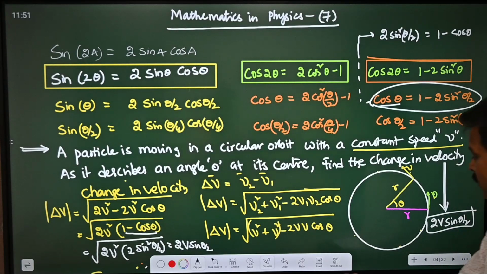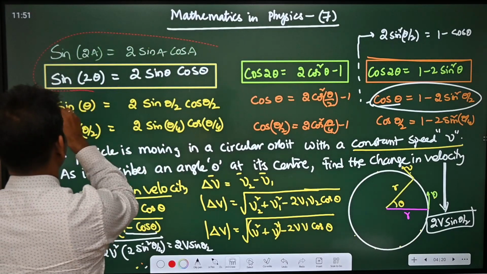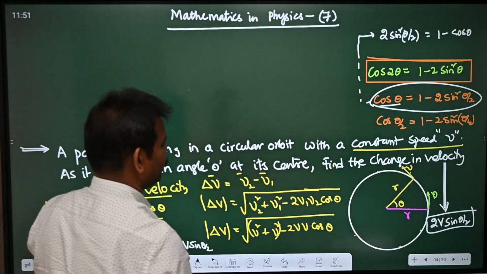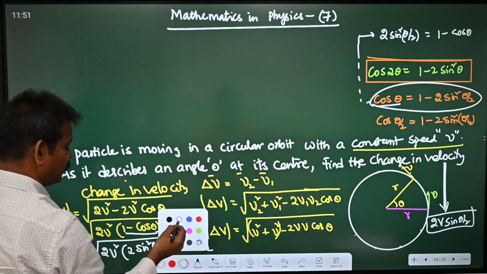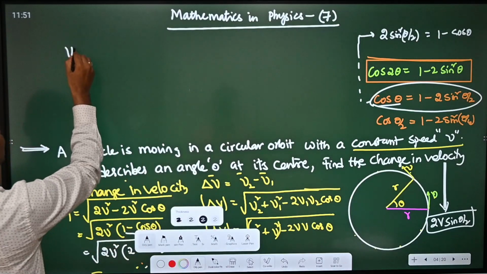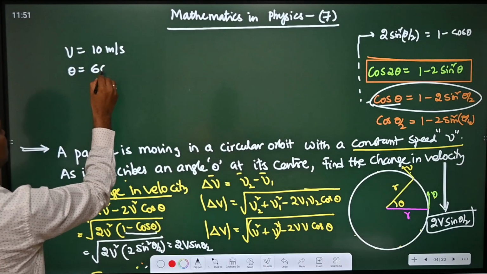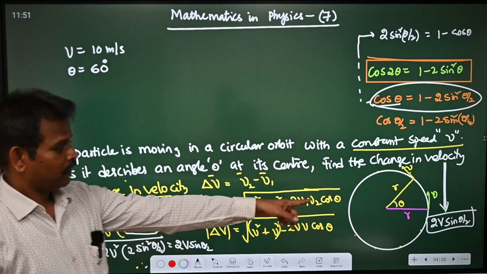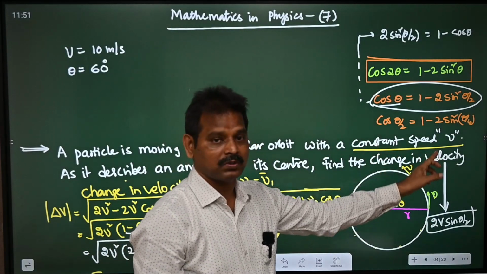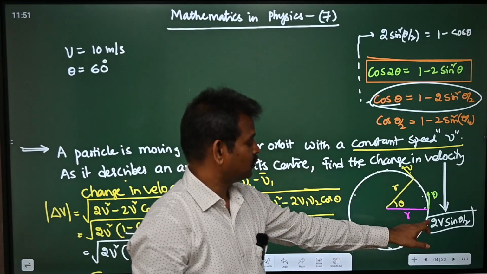The same question here, if the values are given, then how we can solve this problem we will see. Let us say the values given in this question are the speed of this one, let us say 10 meter per second, and theta is equal to 60 degrees. Then that means speed at any time is 10 meter per second. Speed is not changing, constant speed. Throughout this circular path, speed is 10.